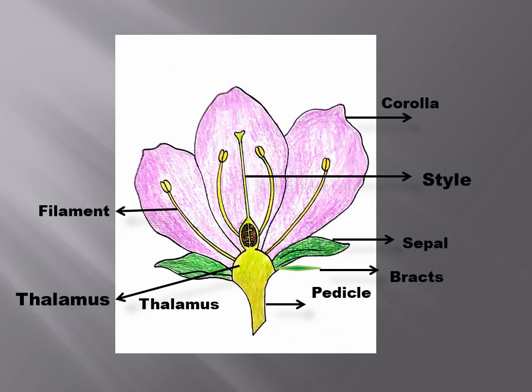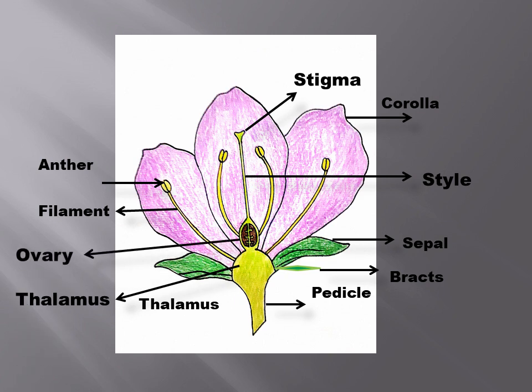Filament, anther. Anther and the filaments are collectively called the androecium or the male reproductive part or the stamen. The stigma, style and ovary. So stigma, style and ovary are collectively known as the gynoecium or the carpel of the flower. It is the female reproductive part of the flower.